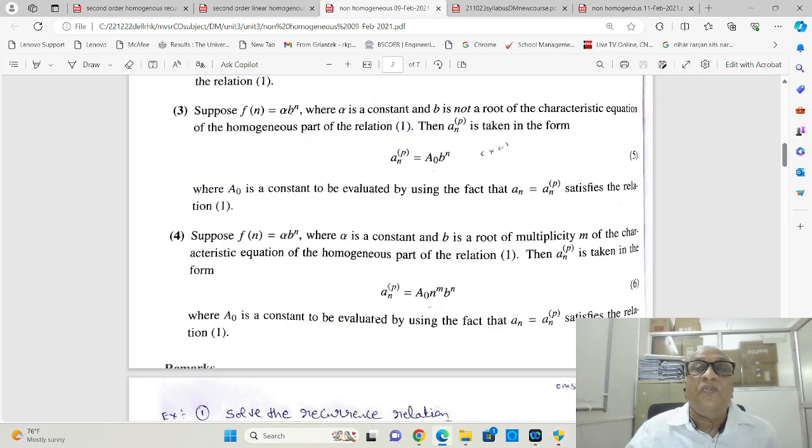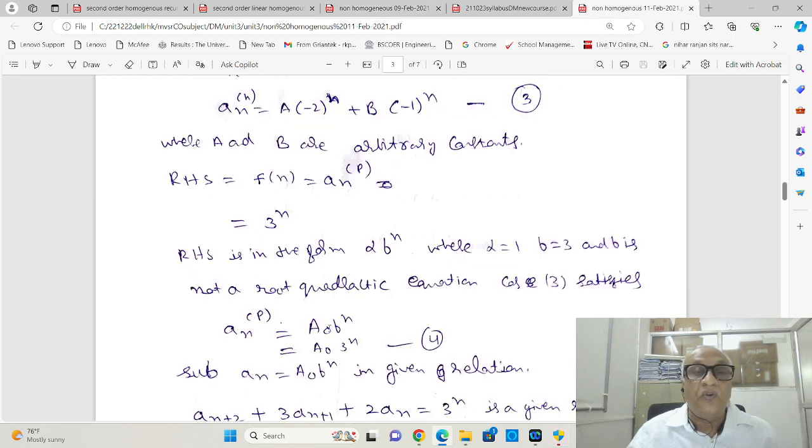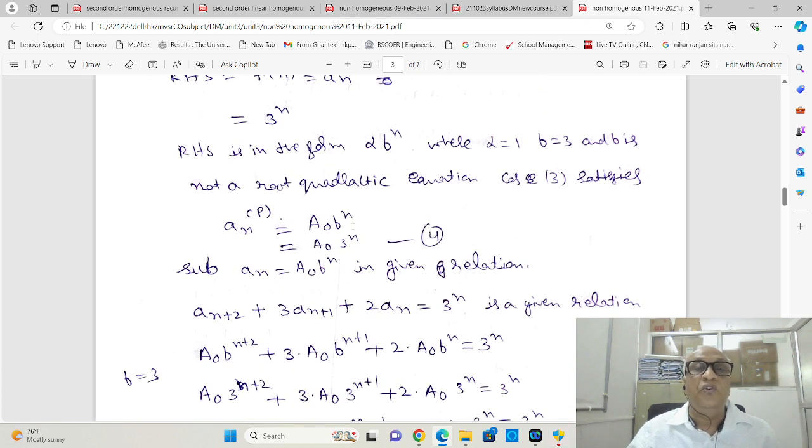alpha b to the power of n, and b is not a root. So the solution will be a0 b to the power of n. Here we have written a0 b to the power of n. So here in this case b is 3 and alpha is 1. So substitute b with 3, so you get a0 3 to the power of n. So now we get an is equal to a0 3 to the power of n.